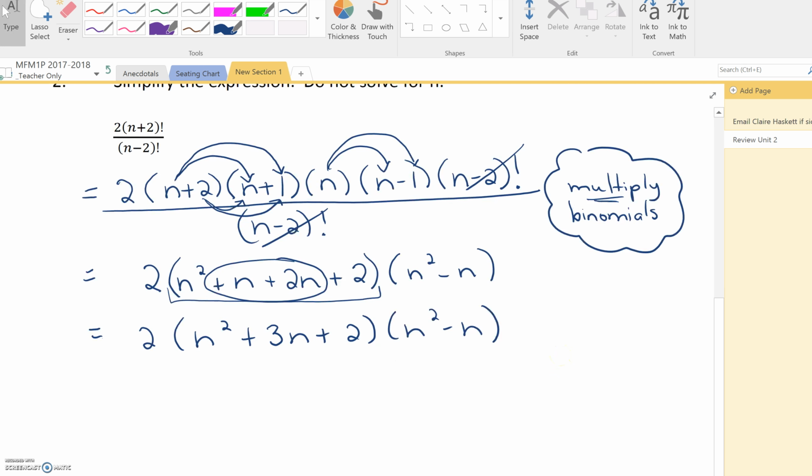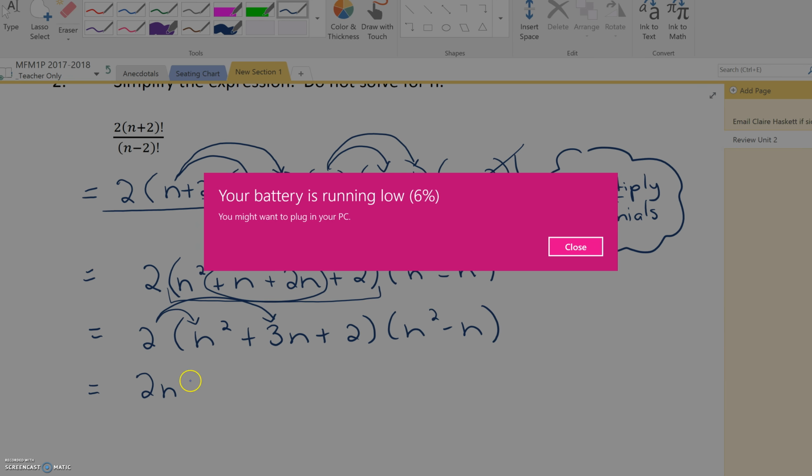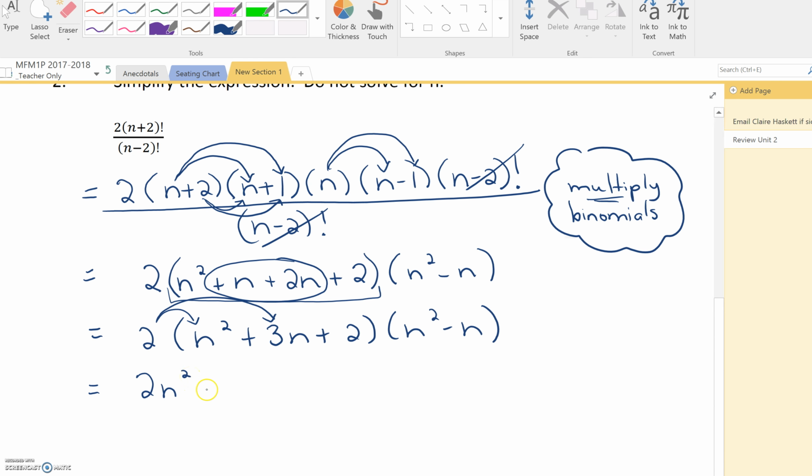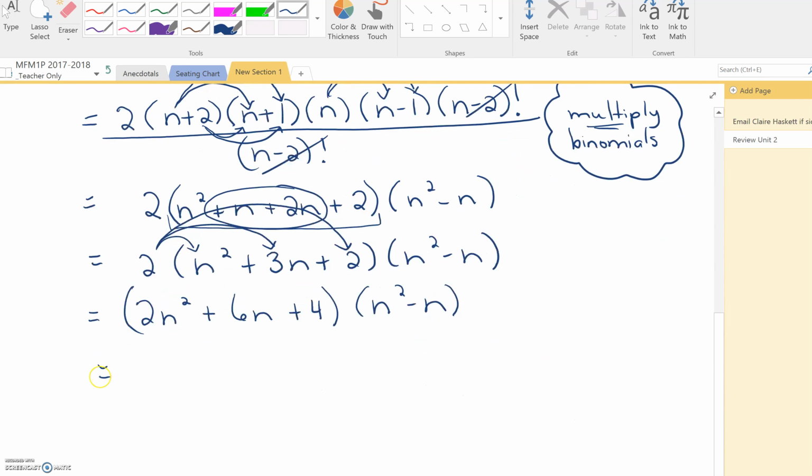Now you've got more multiplications happening. So you have a choice. Why don't we multiply the 2 in? Okay, so go ahead and do that. Tell me what that gives you. So 2n squared, plus 6n, plus 4. Is that still in a bracket? That's still in a bracket, and I have to rewrite this, right? Good. So now there's still more multiplications happening, and there's quite a few of them.